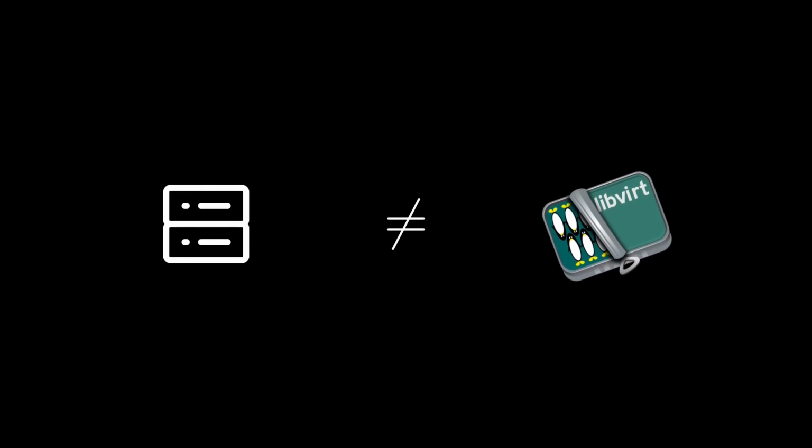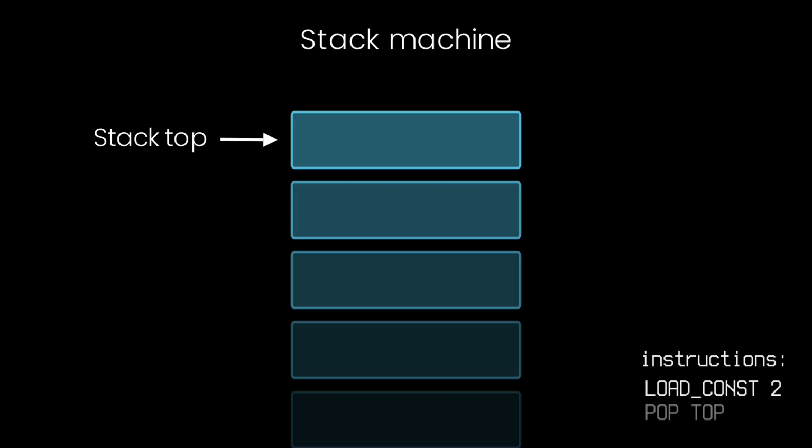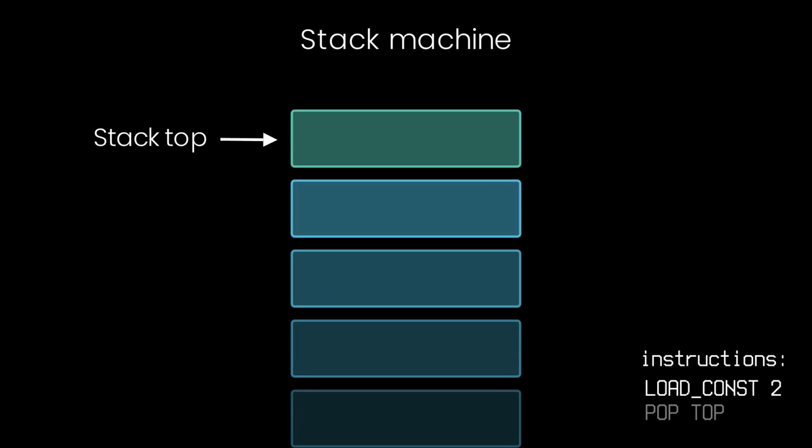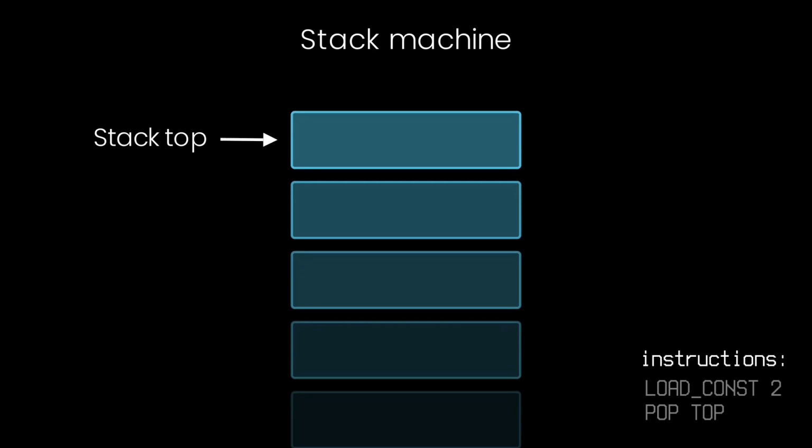That said, we must not confuse this virtual machine with solutions like KVM plus libvirt or VirtualBox. This Python virtual machine is a simple stack machine that executes these bytecode instructions one by one, pushing and popping values on and off the stack as needed to perform these operations.